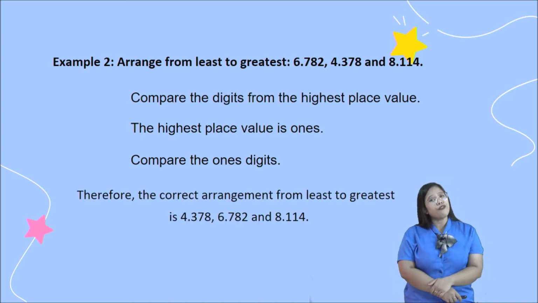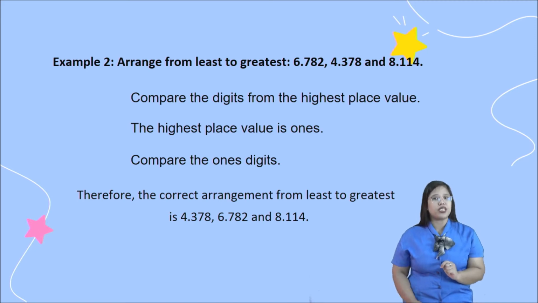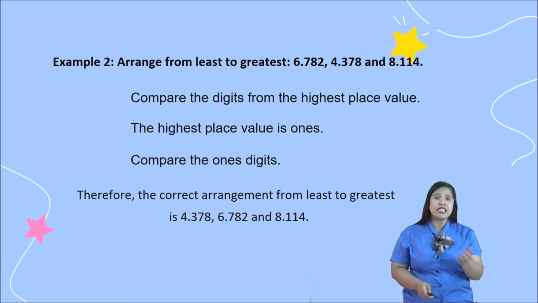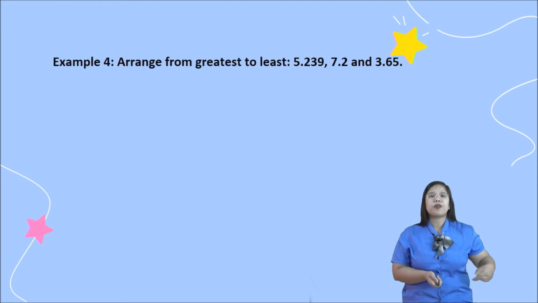So therefore, the correct arrangement from least to greatest is 4 and 378 thousandths, 6 and 782 thousandths, and 8 and 114 thousandths. That will be the correct arrangement of this example from least to greatest.